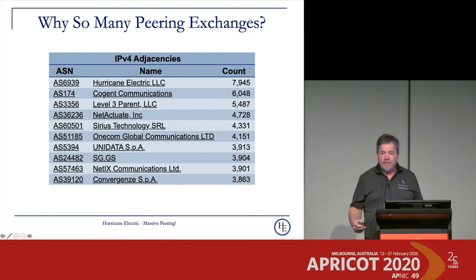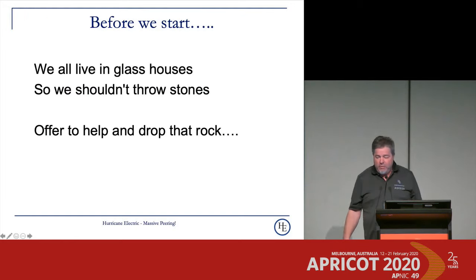One thing I don't talk about very often is that we do not prefer to peer with route servers. We only send a subset of our routes through route servers because we much rather have a bilateral relationship, so that way we have a name, an email address, and a face. And that way when things aren't working well, we know who to talk to, and vice versa. So before we start, we all live in glass houses.